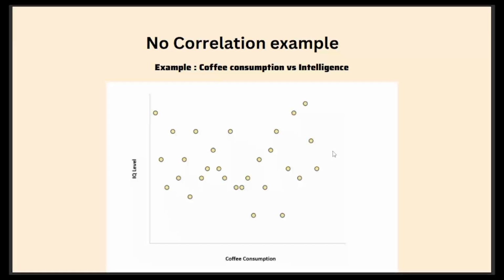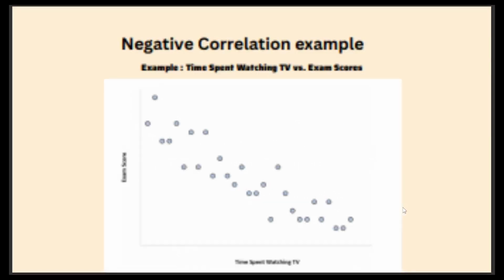And then no correlation. The example is coffee consumption versus intelligence. There is nothing which is related between how much coffee you consume and what your IQ level is. So there is no correlation. You can see the points are scattered all around the plot. There is no such correlation between them. So these are the three examples that you can give to your interviewer when you explain correlation.